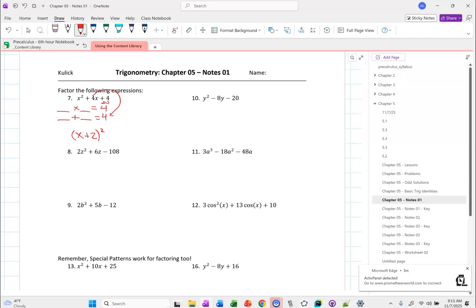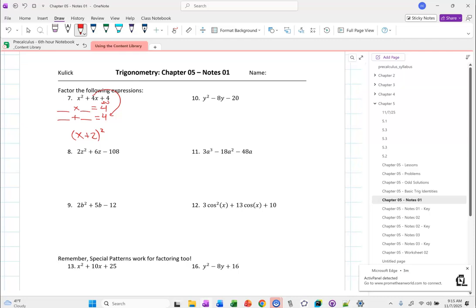Let's look at number 8. What's the complication of number 8? What makes 8 fundamentally harder than 7? There's a coefficient on the squared term. But there's an out here. If you look at all the coefficients, what do you notice? They all have a factor of 2 in them.